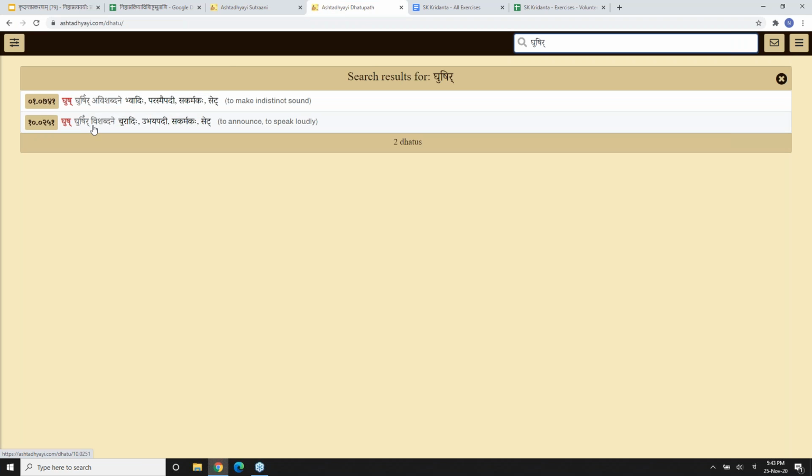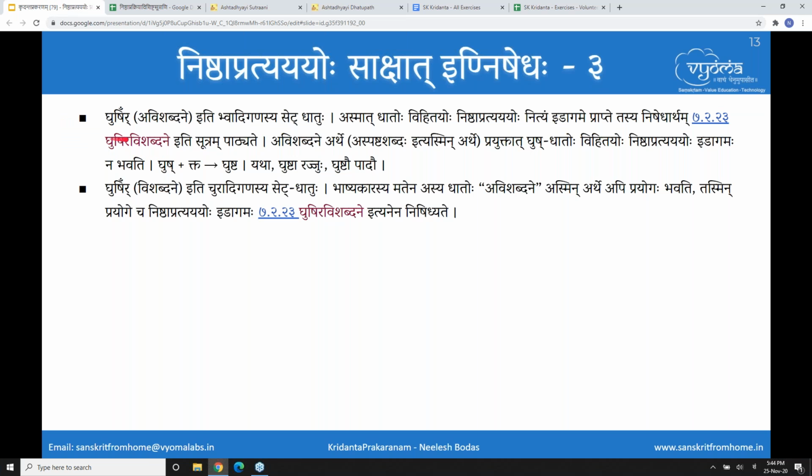For Churadigana, now according to Bhashyakara, there is Vishabdane and Avishabdane. Vishabdane, no confusion because idagama will be there. Avishabdane, the idagama will be blocked because the previous sutra comes in the picture. Again, so far so good. We have seen these kind of examples where only some meaning has idagama being blocked. So again, no confusion at this stage.